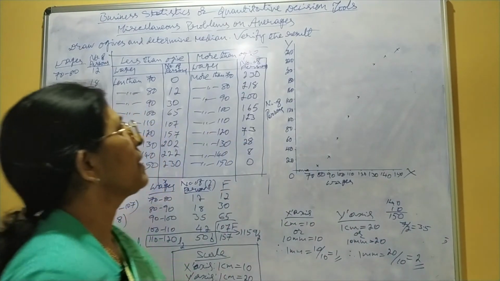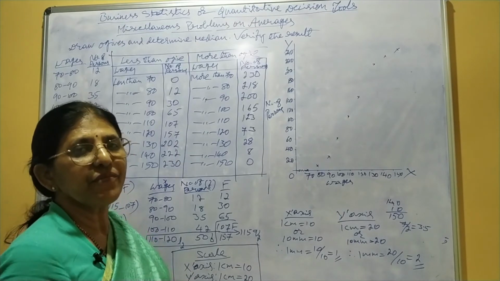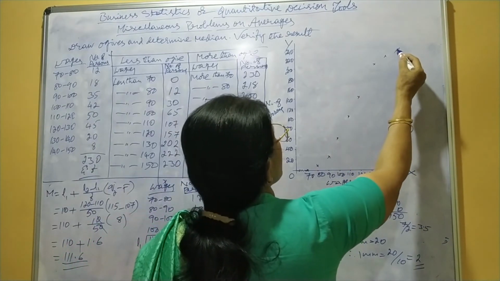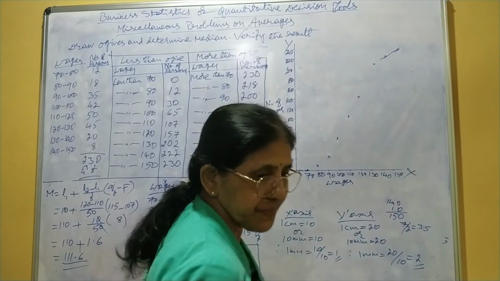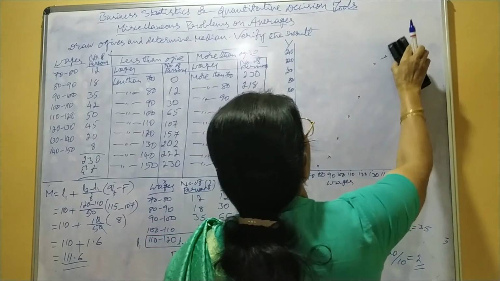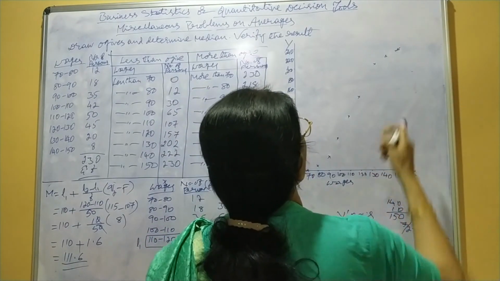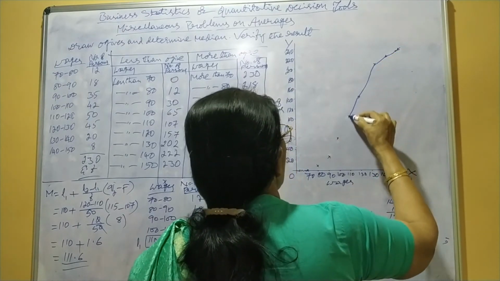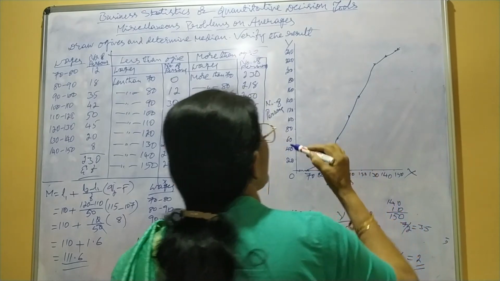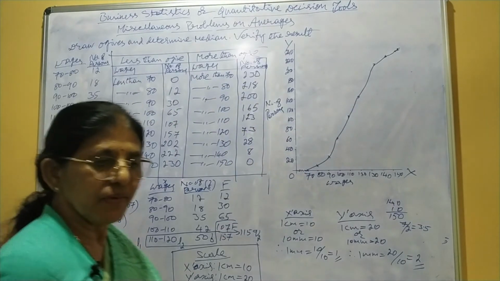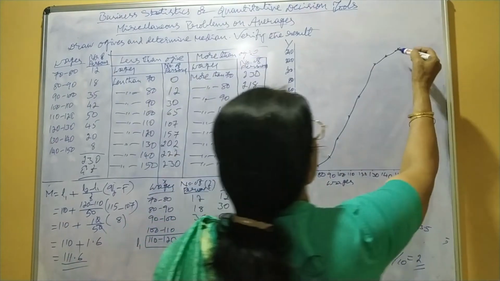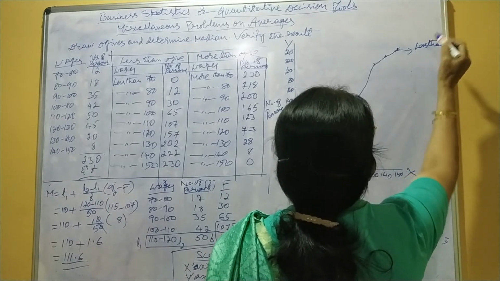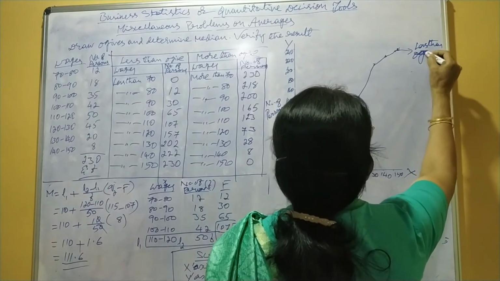Now, you should not use scale. With a smooth hand, you have to join these points. Like this, join the points. Now in the same manner, it is less than ogive. Okay.